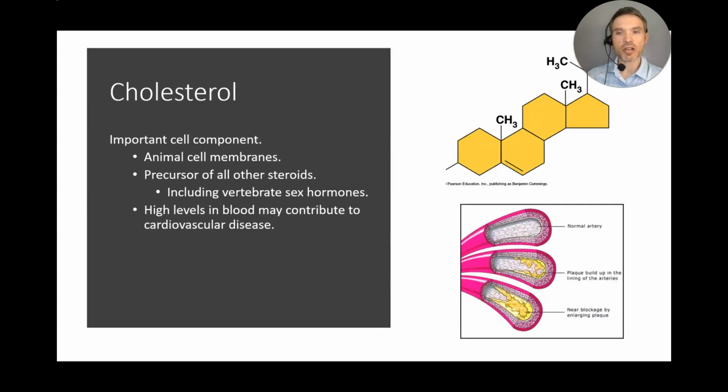The next important lipid we want to discuss is cholesterol. Cholesterol is an important cell component. It is often found in animal cell membranes, and it is a precursor of all steroids. So in other words, those steroids that are essential for the function of our body are actually derived from cholesterol. So you need cholesterol in your diet, just not very much. High levels of cholesterol in the blood may contribute to cardiovascular disease.